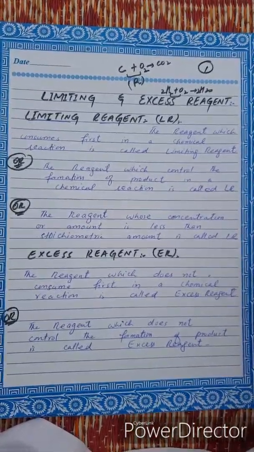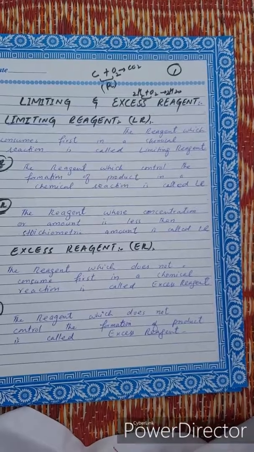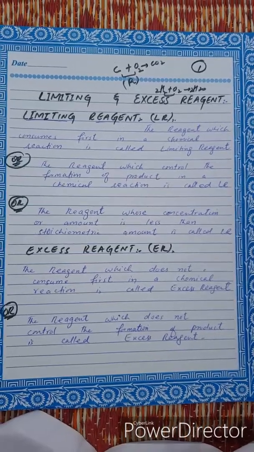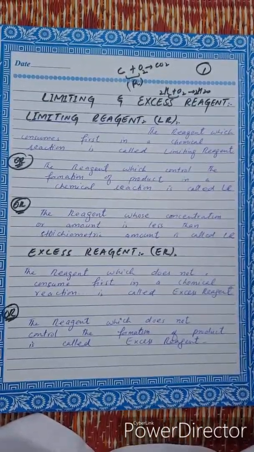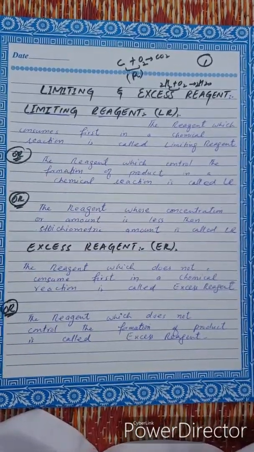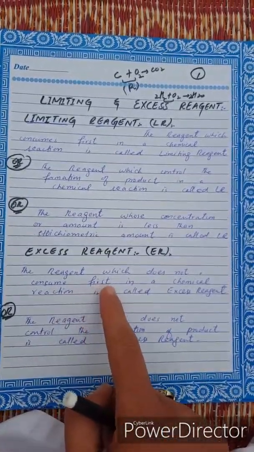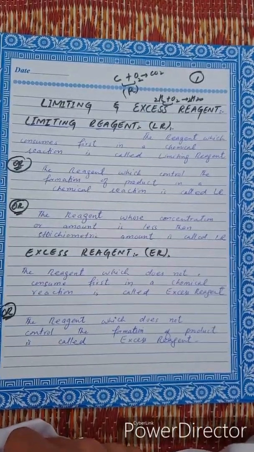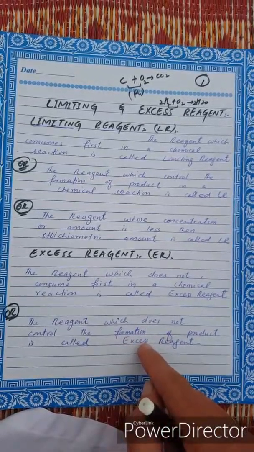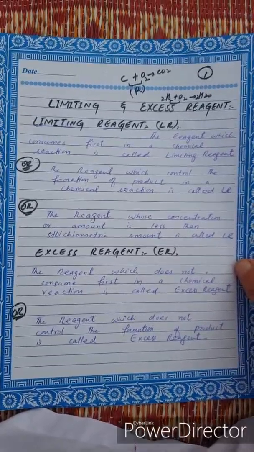Now let's talk about the excess reagent. In the reaction, there is certain reactant which is left after the completion of the reaction. When the reaction completes or stops, there is still some reactant present. That reactant is called the excess reagent. So we can define it as the reagent which is not consumed first in a chemical reaction, or the reagent which does not control the formation of product. So these are the definitions of the limiting and excess reagent.